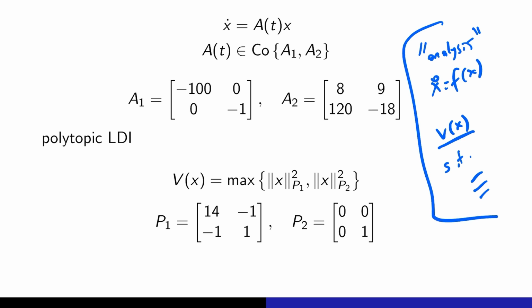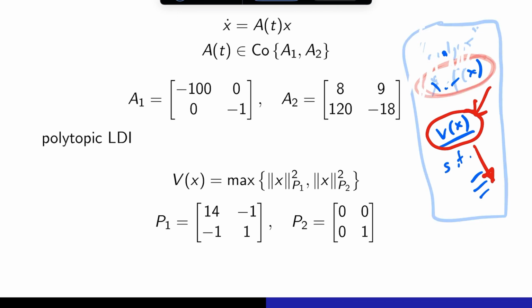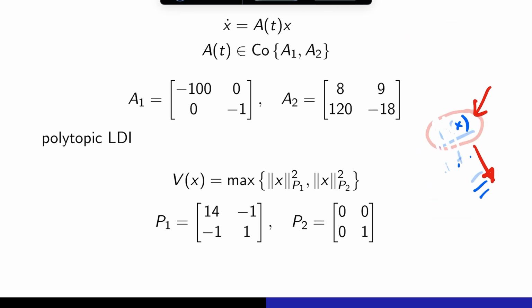Okay, so this is called analysis. In this case, this is like double analysis. Why? Because on top of the given system, we are also given V of x. And then we are trying to prove if that given Lyapunov function would be enough to prove the stability for this system. So this is what I would like to call double analysis.